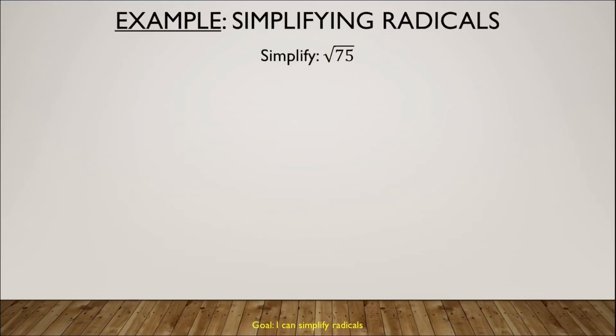Alright, so let's talk about how I would simplify these radicals. If there's no index number here, it means it's a 2. So I'm looking for some number multiplied by itself 2 times to equal 75. I always like to start with 2, 3, or 5. Since this number ends in 5, we know that we can take a 5 out, so we're just going to make a factor tree here. So we have 5 times 15. Then I cross it out because we know 5 times 15 is 75.